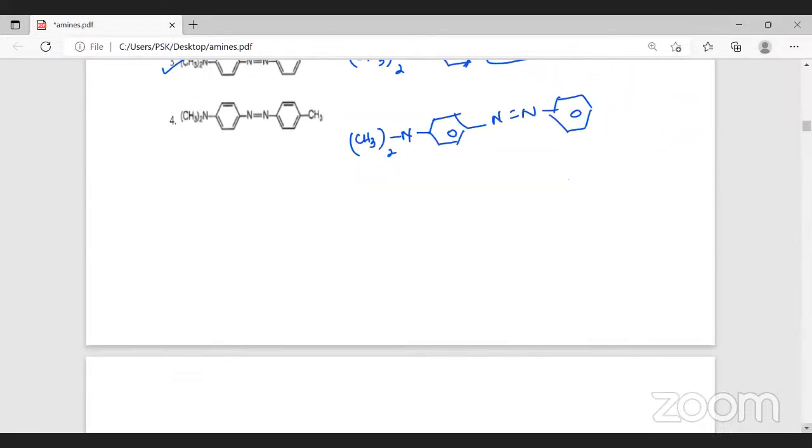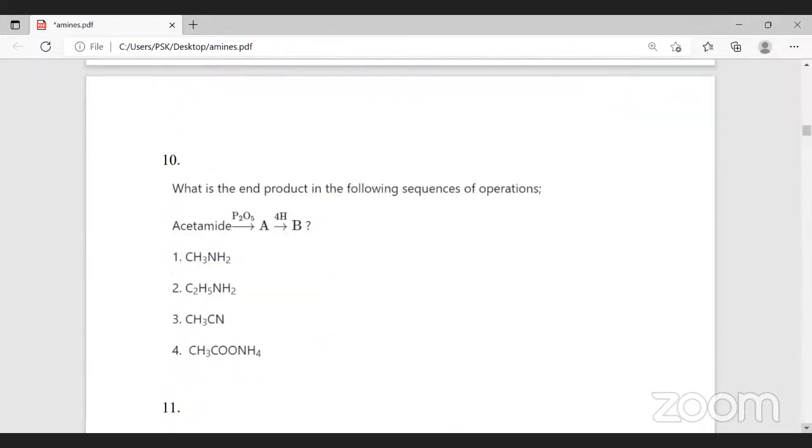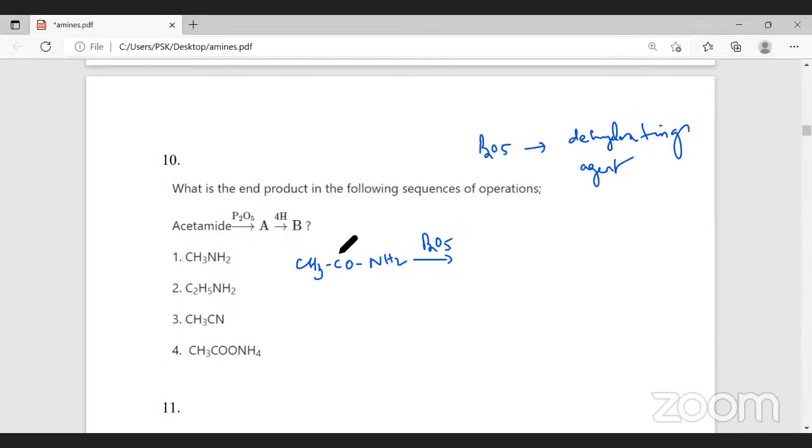The next question. What is the end product in the following sequence of operations? Now, acetamide, so it is CH3, CO, NH2. This is acetamide. This acetamide, when we treat it with phosphorus pentoxide, which is a dehydrating agent, it removes water. So this oxygen and these two hydrogens get eliminated as water.